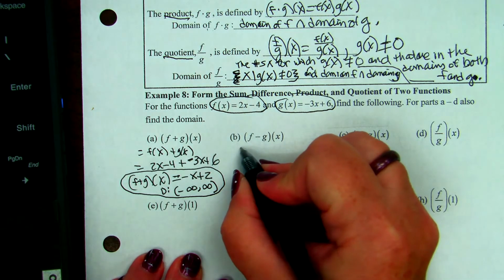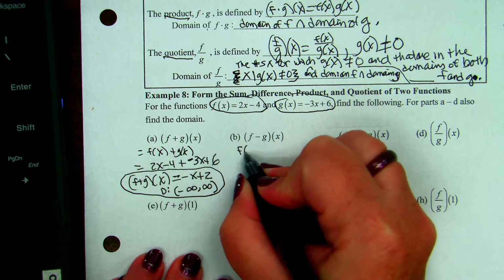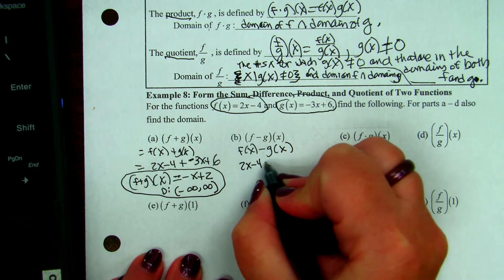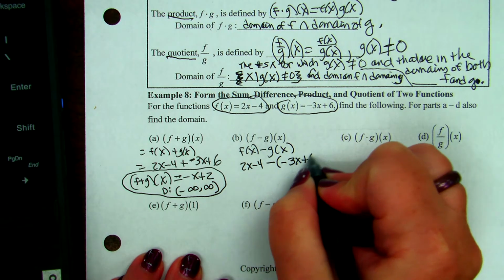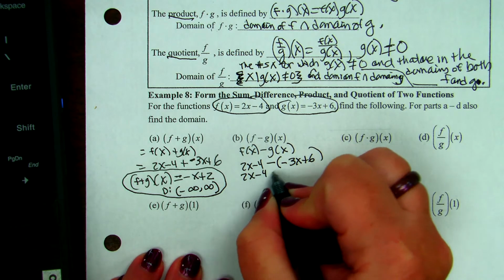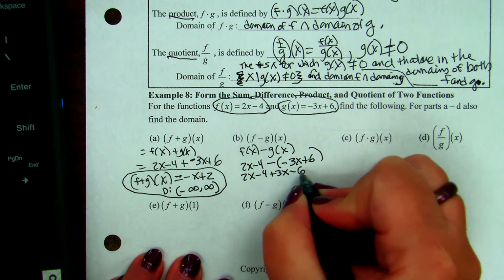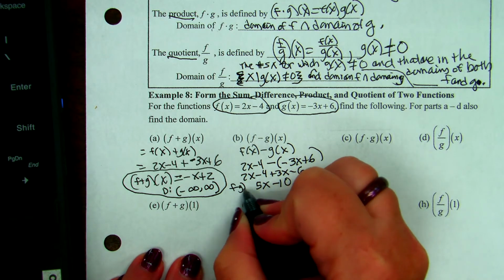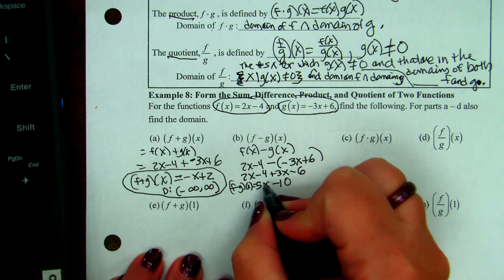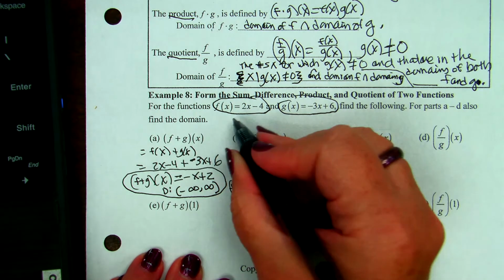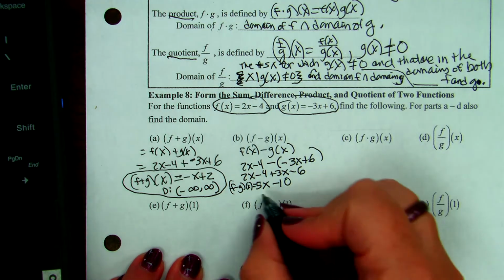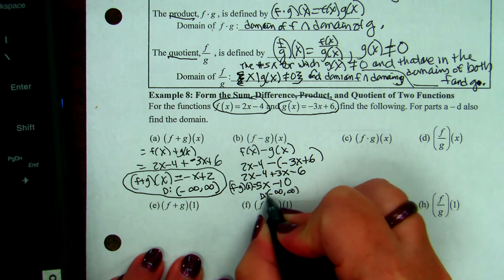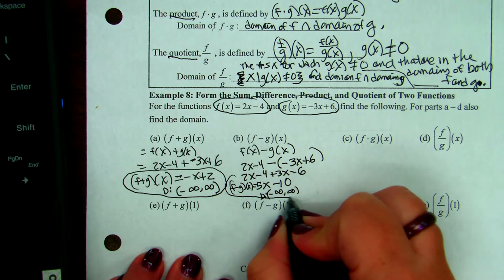F minus g of x. So f of x minus g of x. Remember your parentheses. So 2x minus 4 minus negative 3x plus 6. Distribute. Plus 3x minus 6. 5x minus 10 is f minus g of x. Same thing, they're all real numbers for both of them. So when you subtract, it's the intersection. And so the domain is all real numbers from negative infinity to infinity. And they're parentheses because you can't include infinity.